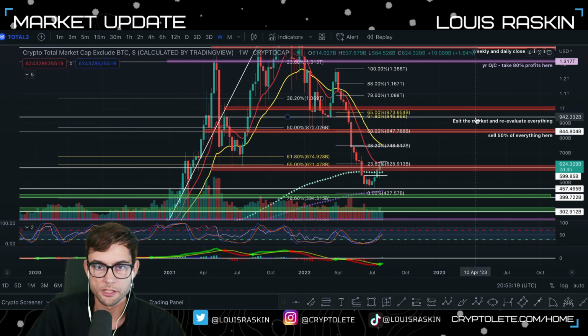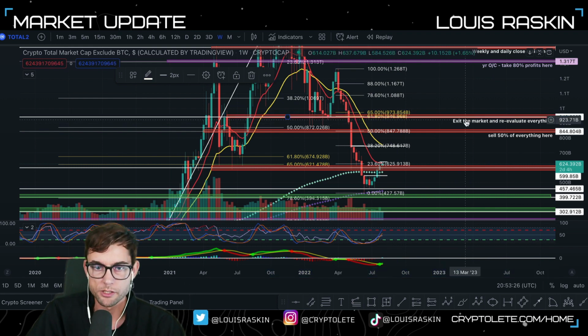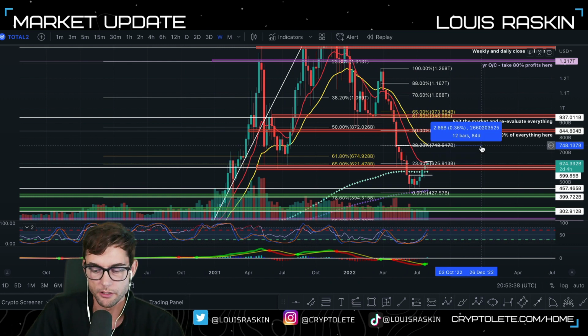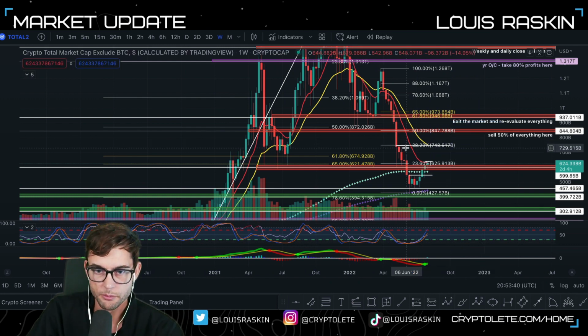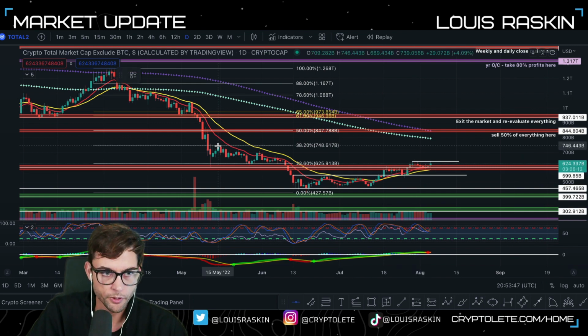And then if 61.8, I don't know why that was up there. It should have been right here, because this is the obvious move right here. So I would probably sell everything I have up here for sure. That's my game plan for the total 2. This area right here is going to be a pretty big area to overcome. So let me point that out.